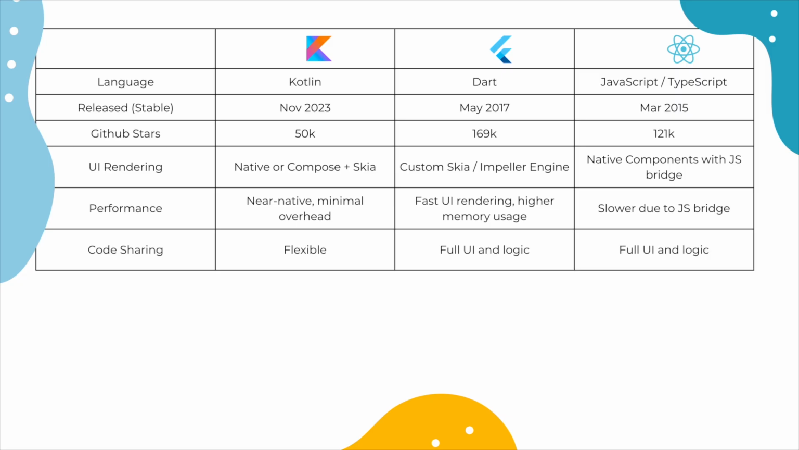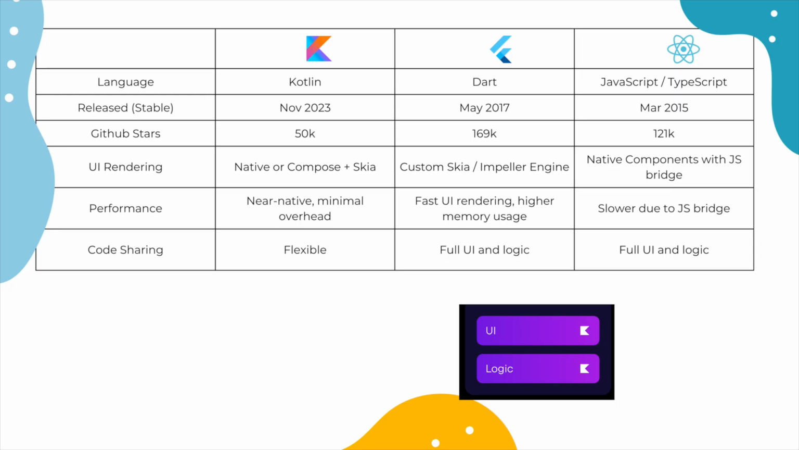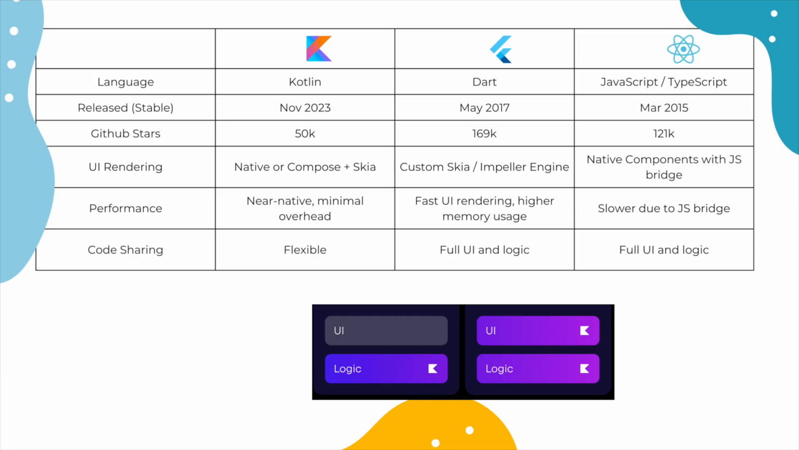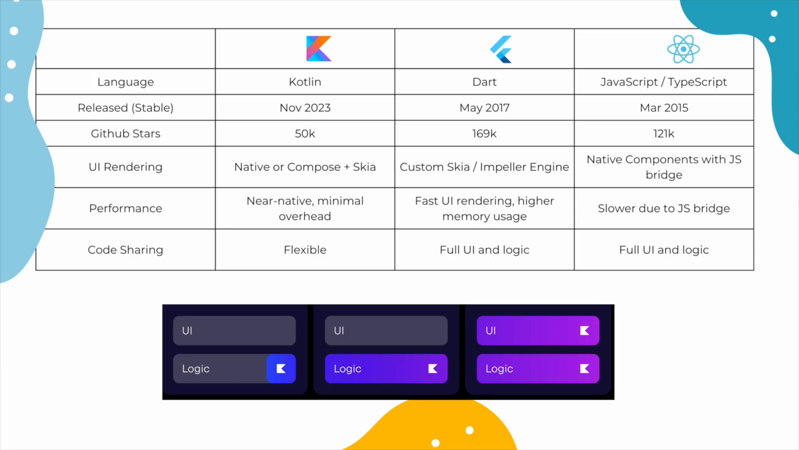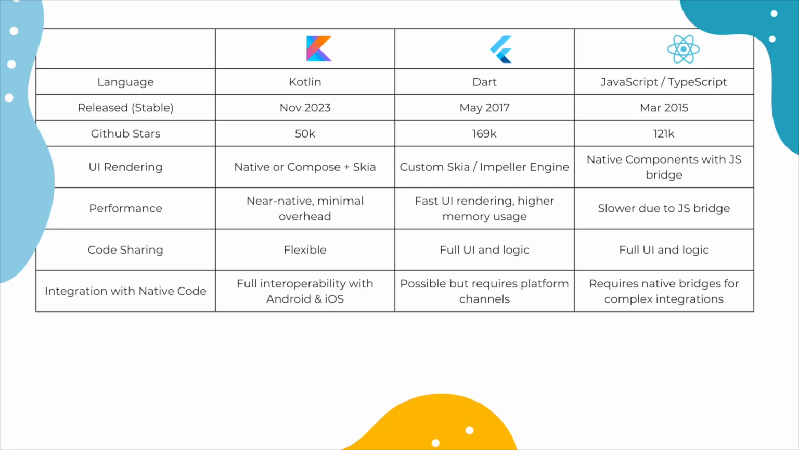As for code sharing, Flutter and React Native both have full UI and business logic sharing out of the box. But KMP has an advantage here over other frameworks. With KMP, you can decide whether you want to share all code, only business logic, or only a part of the business logic. This is great for gradual adoption. You can do this in Flutter and React Native as well, but it requires significant effort and is not supported so well. And this brings us to our next point, integration with native code.